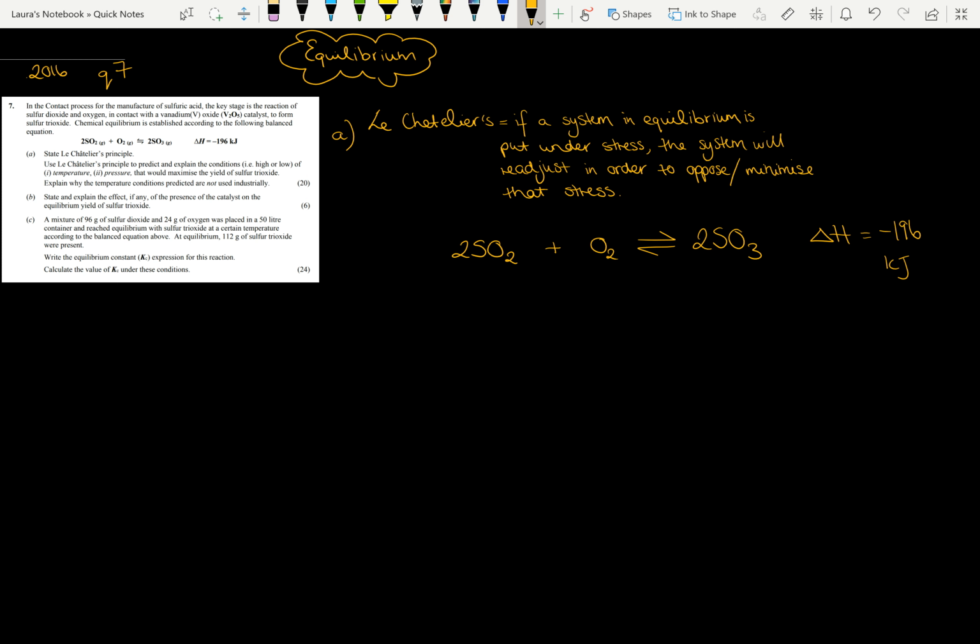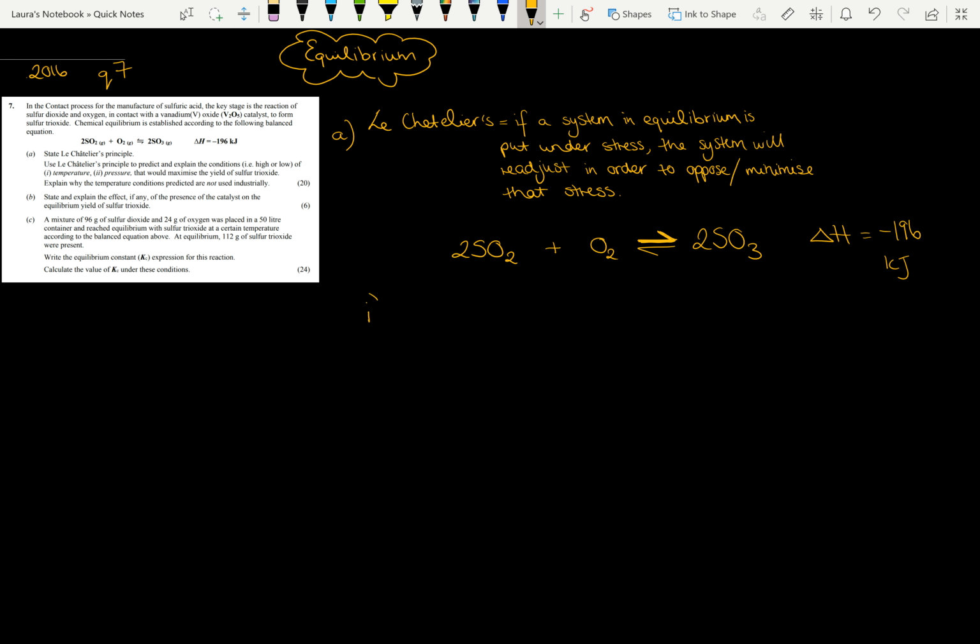So we're asked to predict and explain the conditions. So do we want a high or a low condition of temperature and pressure that would maximize the yield of the sulfur trioxide? Now our sulfur trioxide is our product. So they're basically asking us, how do we make sure that the forward reaction is favored more and we get more of that product being produced?